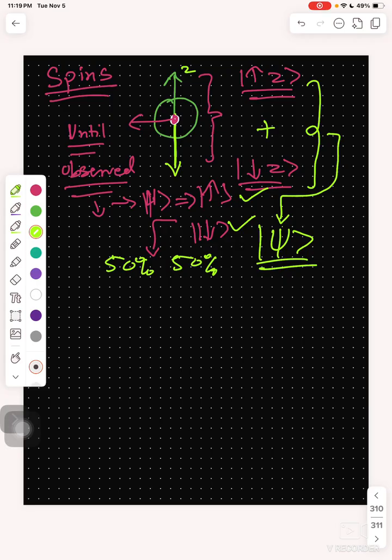So this is what superposition actually is in terms of spin. The particle is spinning in the z direction, both up and down, until it's observed, but the moment you observe it, we will have either spin down or spin up.